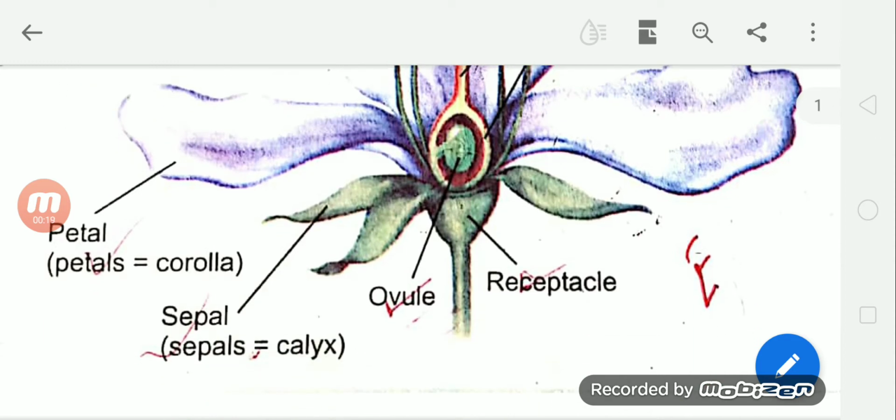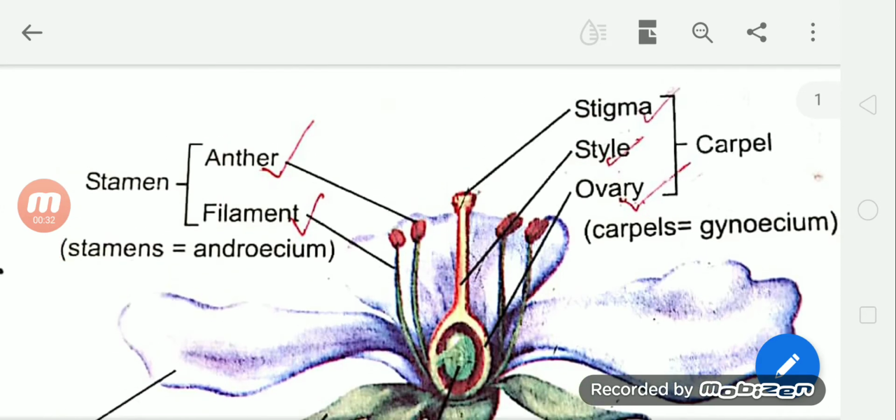The first one is calyx, also known as sepal, a green part that covers the petal or petals known as corolla. The third part is known as gynoecium or carpels. It contains stigma, style, ovary. The fourth part is androecium, that is the male part, whereas the gynoecium is the female part. Stamens contain anther and filament.